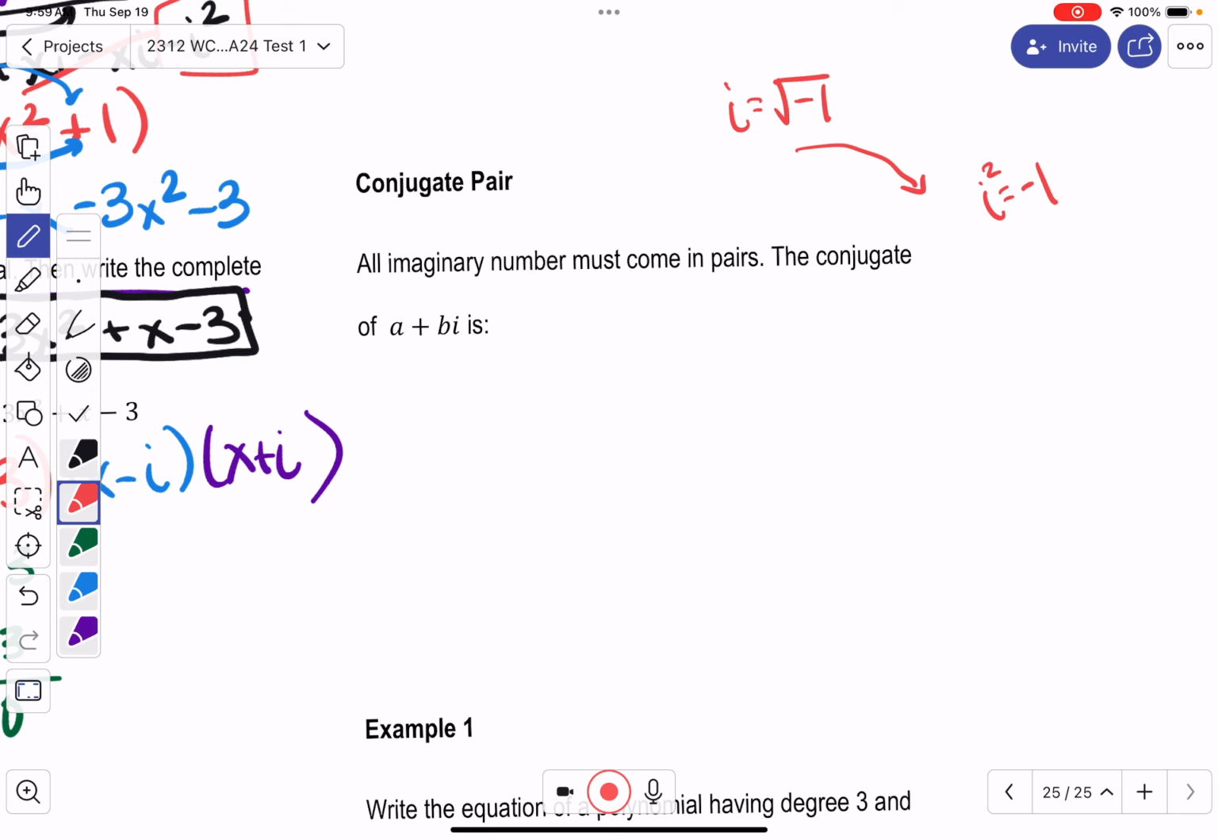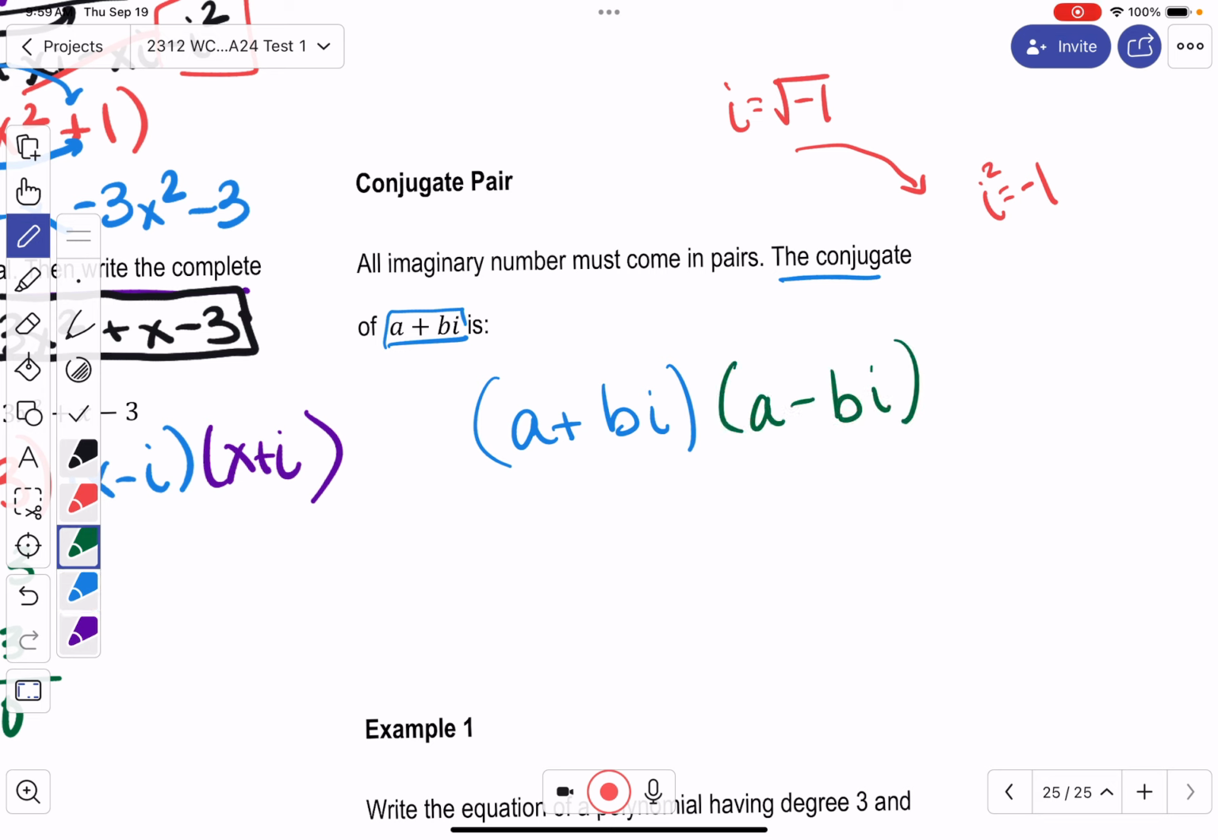So all imaginary units must come in pairs. And this is the imaginary number. So we call the pair the conjugate. So if I take a plus bi and multiply by its conjugate, which is a minus bi, here's why we need the conjugate.